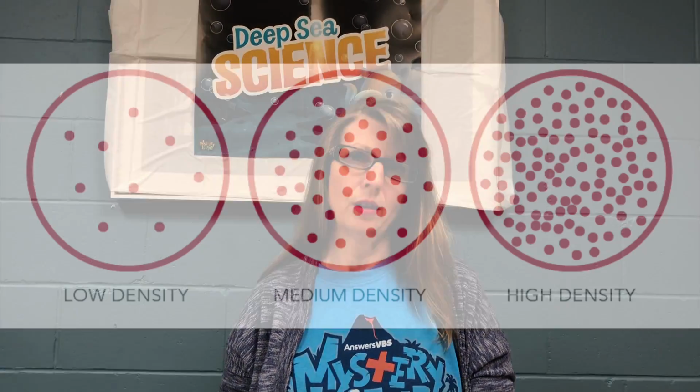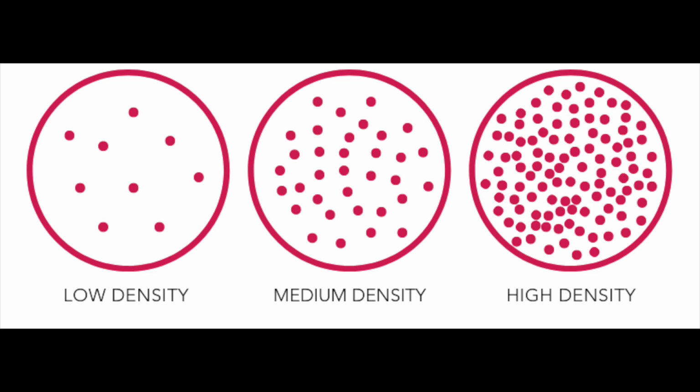Now for our experiment today, we are going to observe what floats and what sinks in fresh water and salt water. But before we do, I'm going to tell you a little bit about how salt affects water. When salt dissolves in water, like it does in the ocean, it makes the water more dense. That means that the molecules are packed tighter together. So a cup of salt water is heavier than a cup of fresh water.